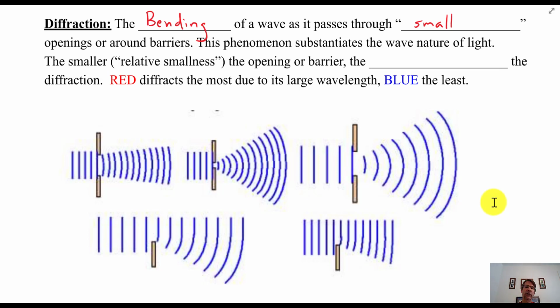Now with diffraction, we get the opposite thing. Red actually bends more than blue. The smaller the relative opening, or the smaller the barrier compared to the wave, the greater the diffraction, which I'll show you in some diagrams here as time goes on. Right now these diagrams only have blue. This is water. It's showing you how in these top three, if you have an opening, this is like an overhead view of waves in a small tank.